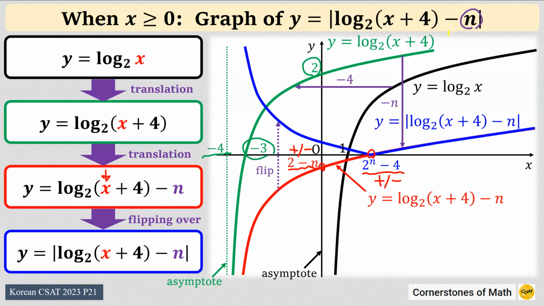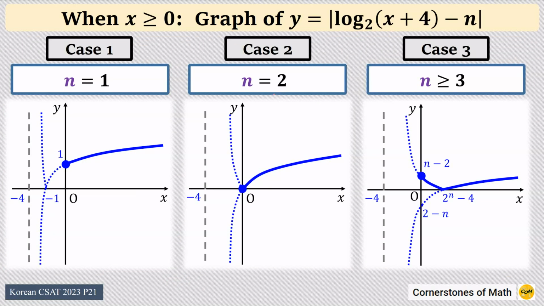When doing so, we have to take a look at these x-intercepts and y-intercepts. When does this y-intercept become 0? When n equals 2, right? And when does this x-intercept become 0? Also when n equals 2, right? Therefore, we have to divide cases using n equals 2.